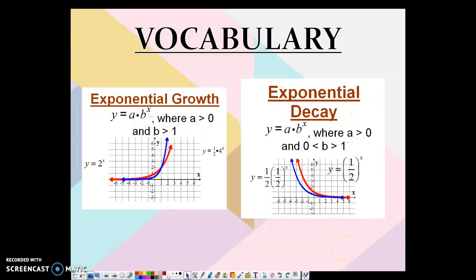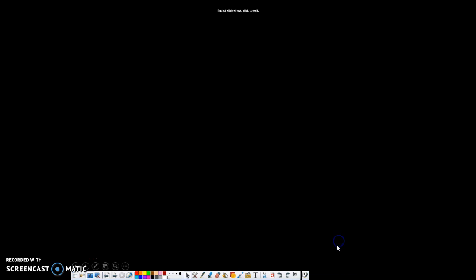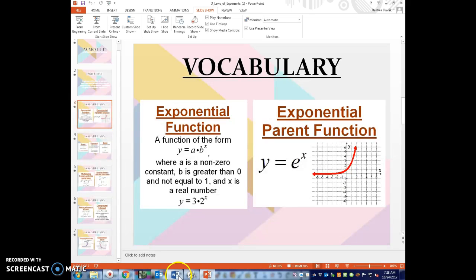Exponential growth, when you look at it, reading it like a book, it's going up. Exponential decay, it's going down. Okay, so let's look at your worksheet.